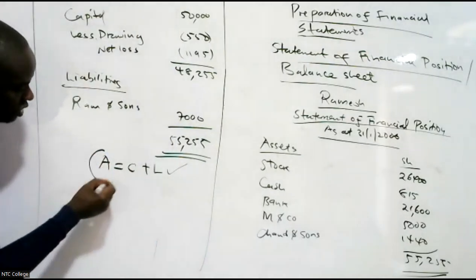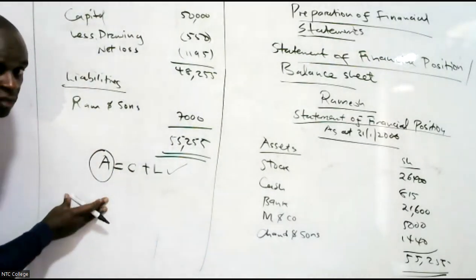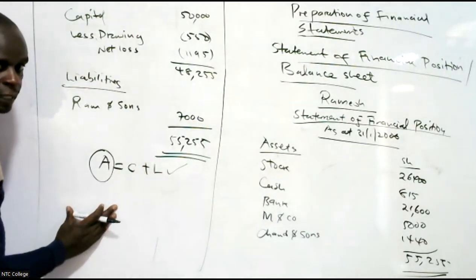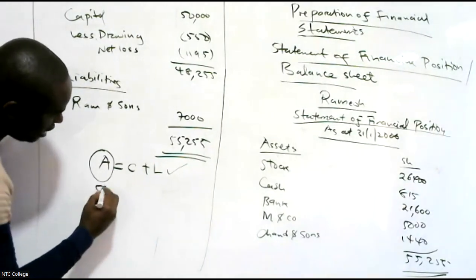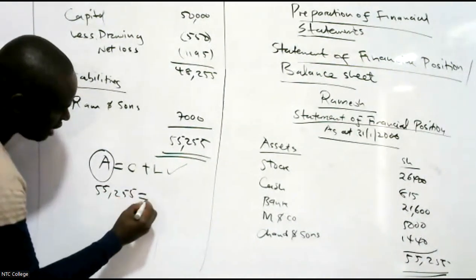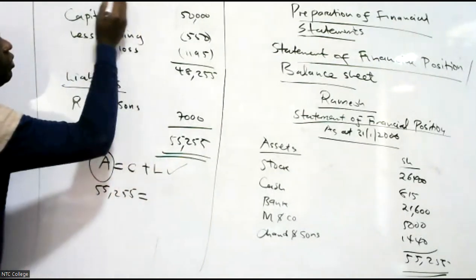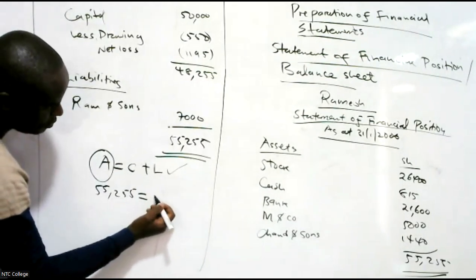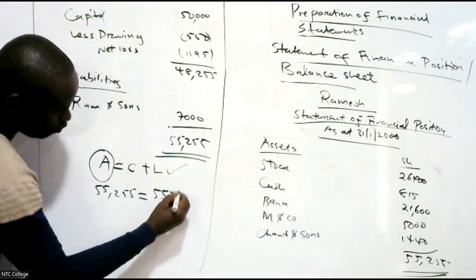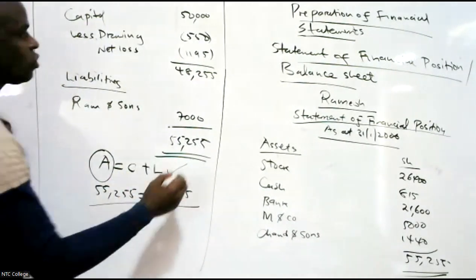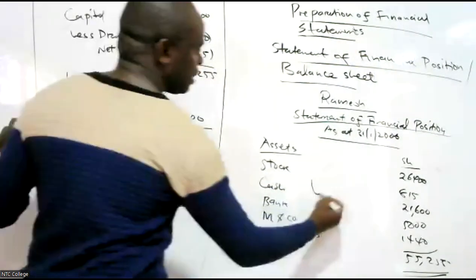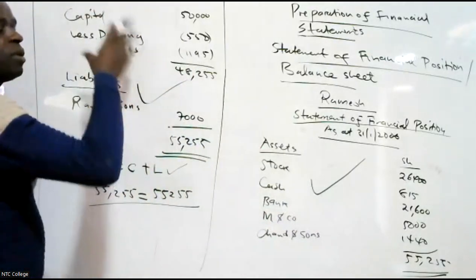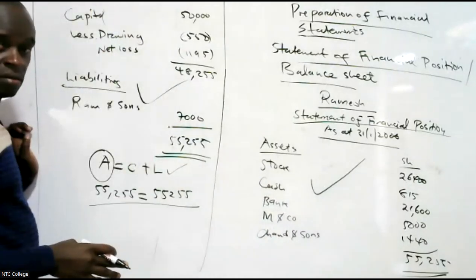So how much did we get as our assets? What's the total assets? As per this question, 55,255. And our capital plus liability, which is this plus this, you get how much? The same, 55,255. Meaning this question is correct. Meaning we have done it correctly, because our assets are equal to our capital and liabilities.